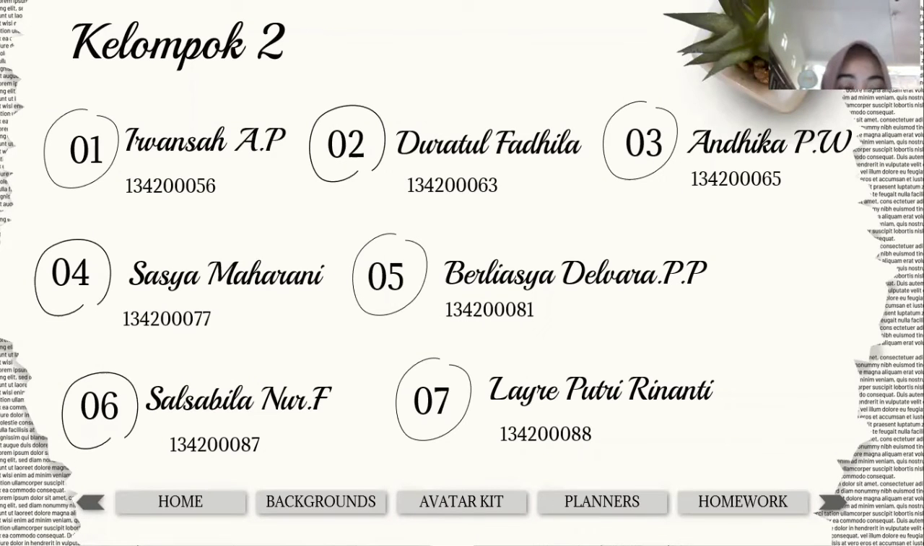Let me first introduce myself, my name is Sasya Maharani with 077, and my team: Irvansah with 056, Duratul Fadhila 063, Andhika 065, Berliansya Delvara PP 081, Salsabila Nur Faizati 0x7, and last Layre Putri Rinanti 088.